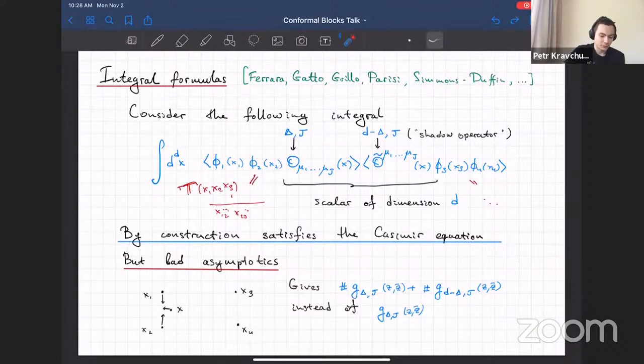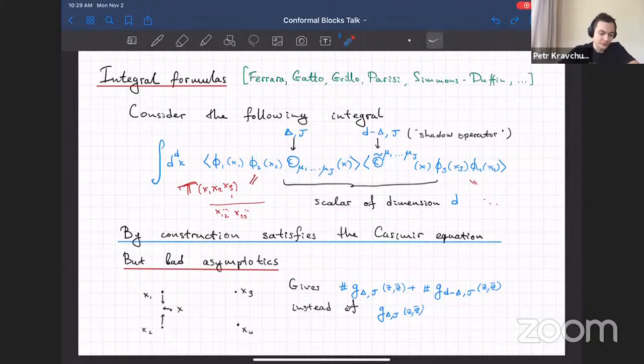So it's almost like a conformal block. The problem is that while it satisfies the Casimir equation, it has wrong asymptotics. So if you take x1 to x2, you cannot actually easily compute its asymptotics, because in your integration region, when you integrate over x, there are situations when x approaches x1 and x2. And it's not clear how to verify the asymptotic of this integral because of this. And when x approaches x1 and x2, this 3-point tensor structure becomes singular. So that's what introduces the problem.